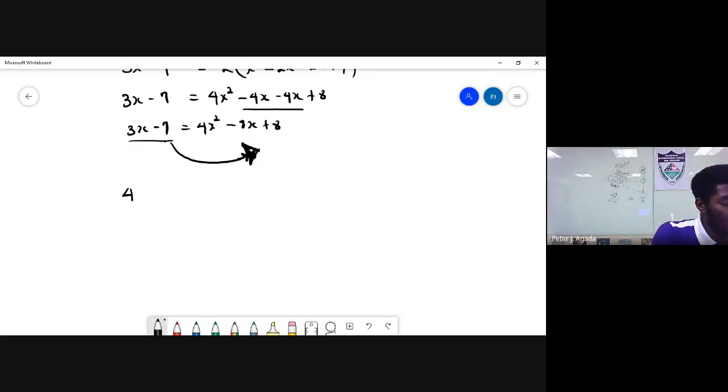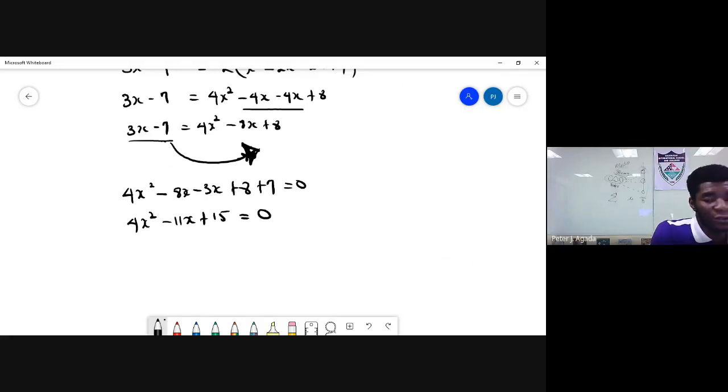So we can have now 4x squared minus my 8x. I'll take this one here, it becomes minus 3x plus 8 plus 7, all equal to 0. So I can have my 4x squared now, minus 11x, plus 8 plus 7, that is 15. So 15, all equal to 0. It doesn't matter which side your equal sign is. It can be left or right. All can be the same thing.